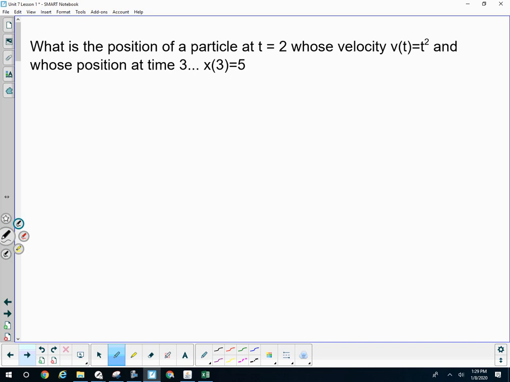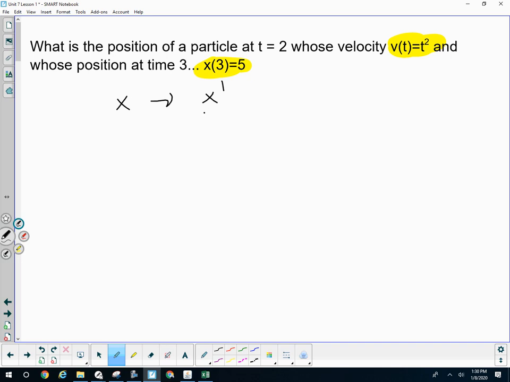Next question. I'm asking you for a position now, but I don't give you a position function. I'm asking you for a position at t equals 2, but I give you a velocity function. I give you a position at t equals 3. Discuss with your neighbors. What should you do? Don't say just figure it out.